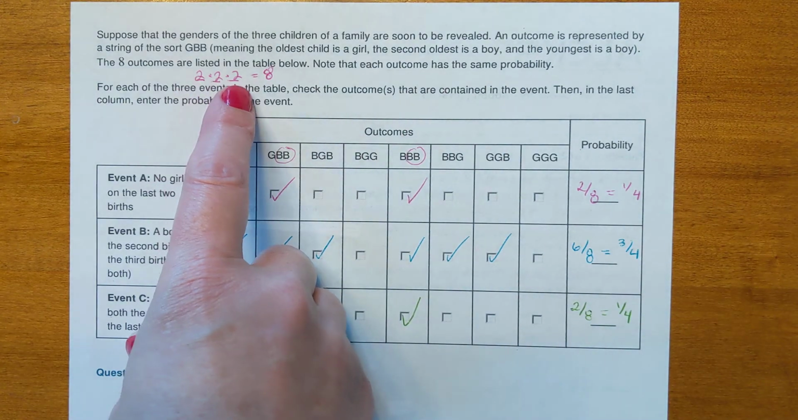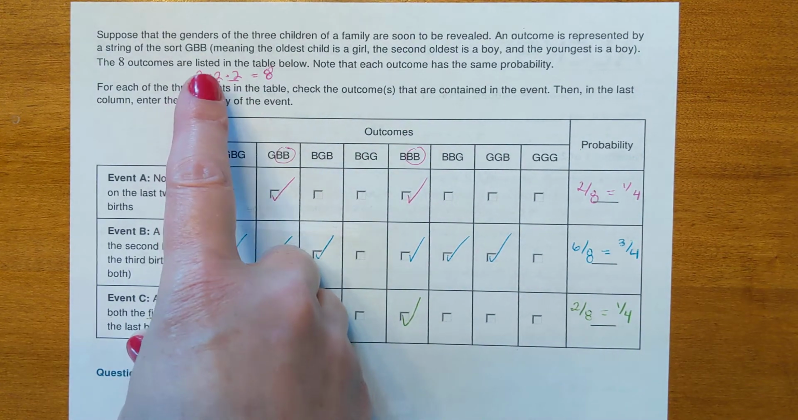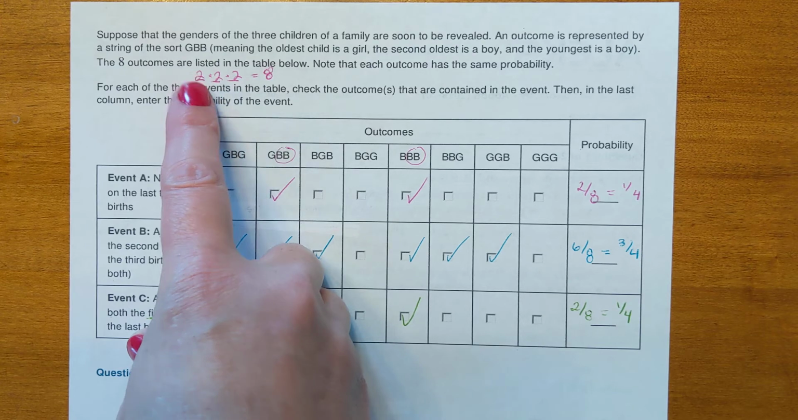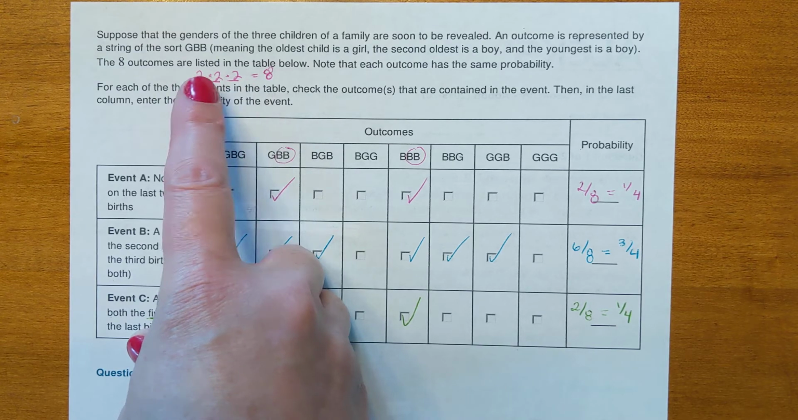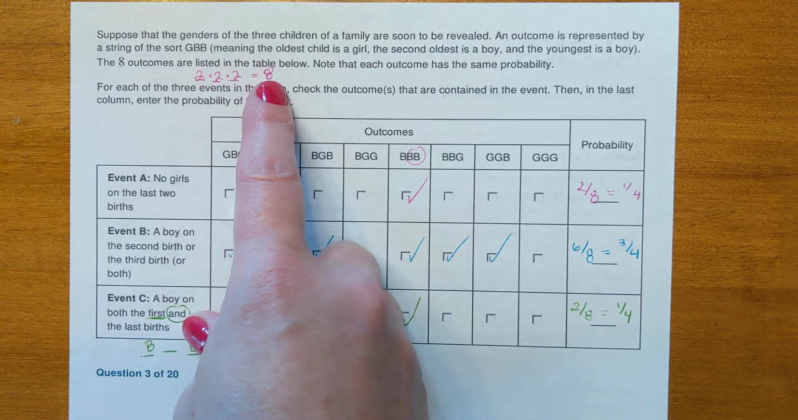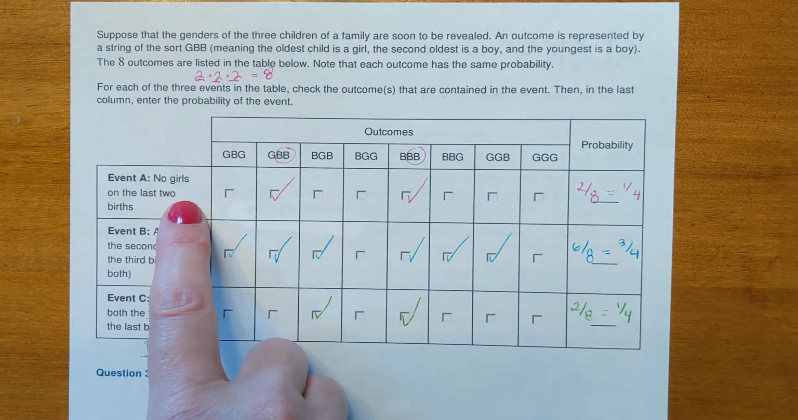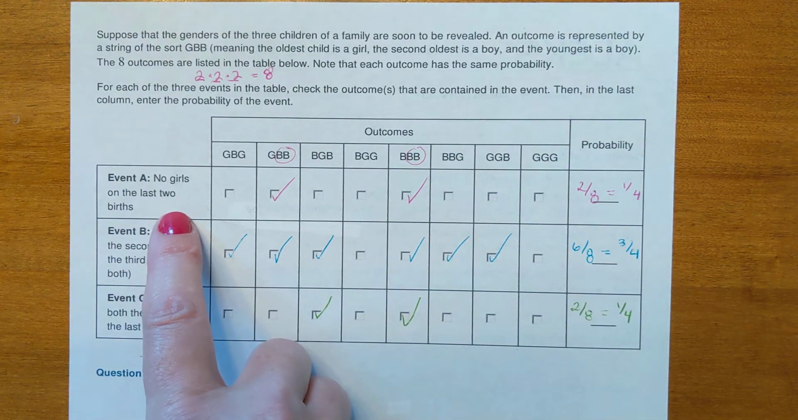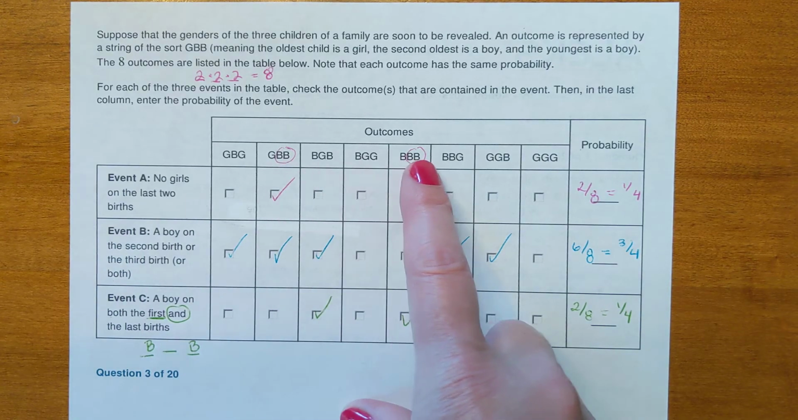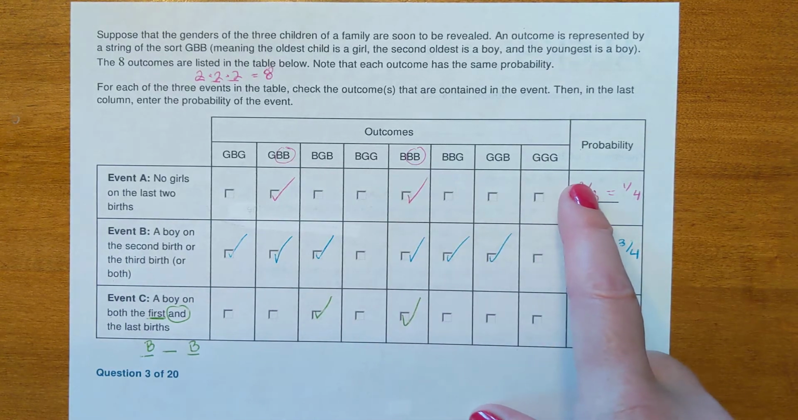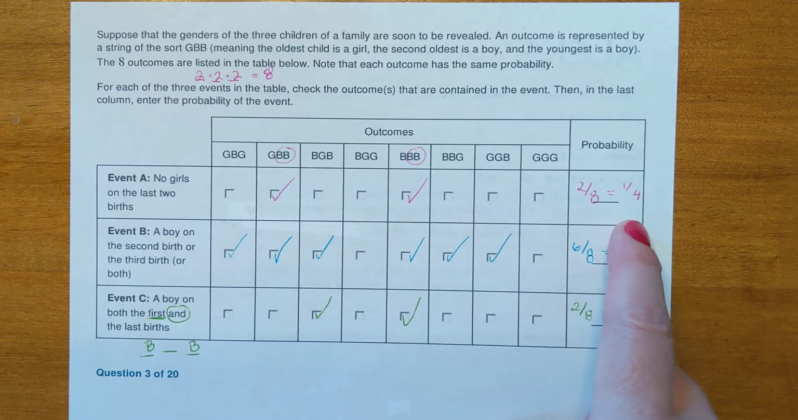So you've got 3 things happening: the sex of the first child, second child, and third child, which could be girl or boy each time. So 2 times 2 times 2 gives you 8 possible outcomes. Event A, no girls on the last 2 births. So both of the last 2 born are going to be boys. That happens 2 out of 8 times, or a fourth.